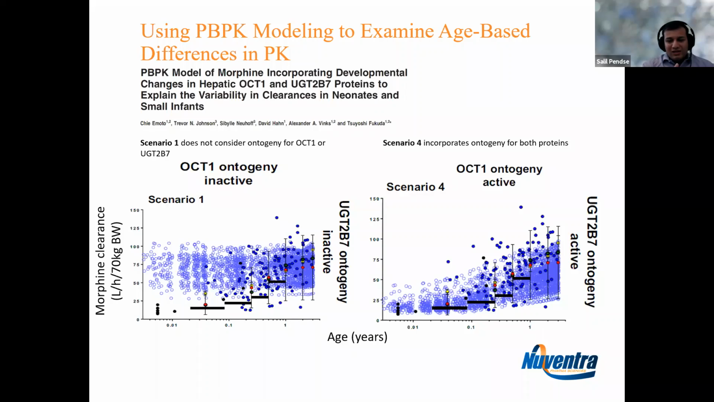And as you can see, the black bars represent actual clinically measured data. When you take ontogenies into account, the clinical data is much better represented. And that is really the power of PBPK modeling, because if we were to do a simple allometric scaling using just body weight, we would essentially get the same result as we get here in scenario 1, because that is morphine clearance that is scaled by body weight. So that is what we do when we are doing allometric scaling. So in scenarios like these, the PBPK models really shine through.